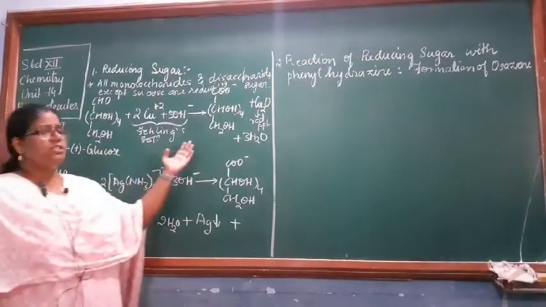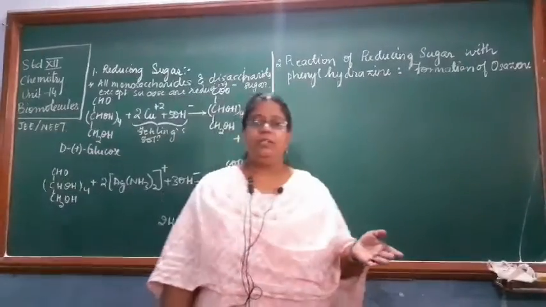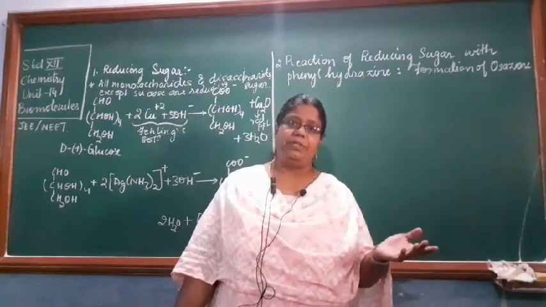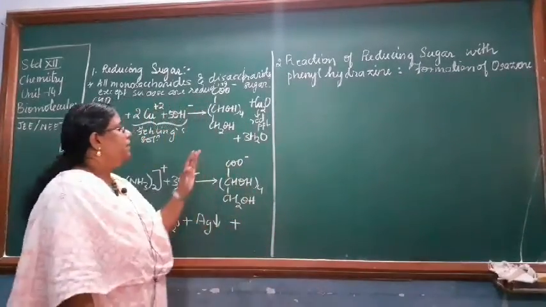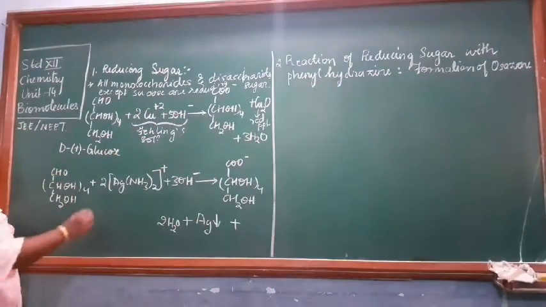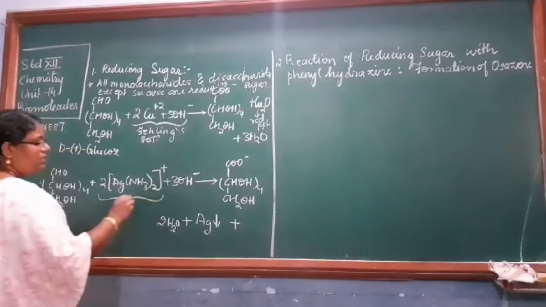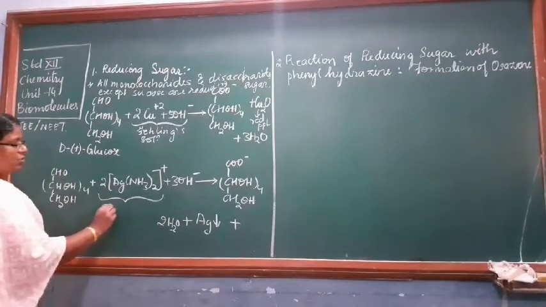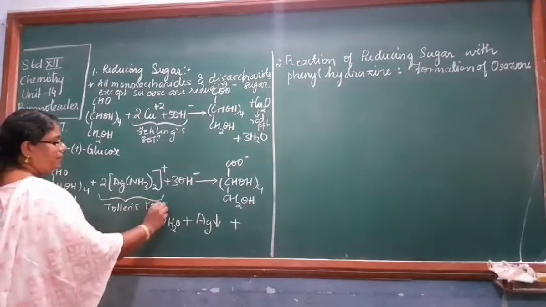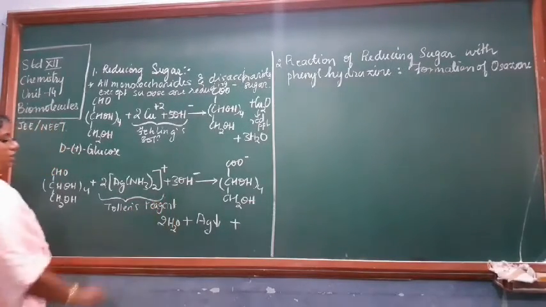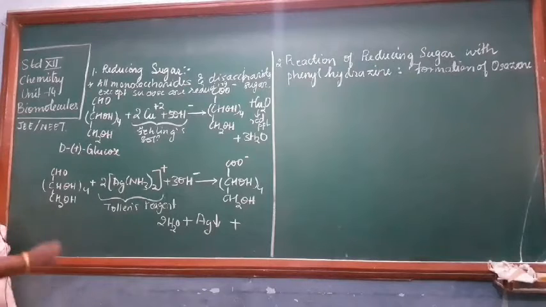ठीक है. अगर तुम starch के साथ Fehling solution add करो, it will not give the red precipitates, indicating that that is a non-reducing sugar. ठीक है। सिमिलरली ये जो टॉलेंस टेस्ट है, this is actually ammoniacal silver nitrate solution, ok. ये तुम्हारा टॉलेंस रिएजेंट है, ठीक है.